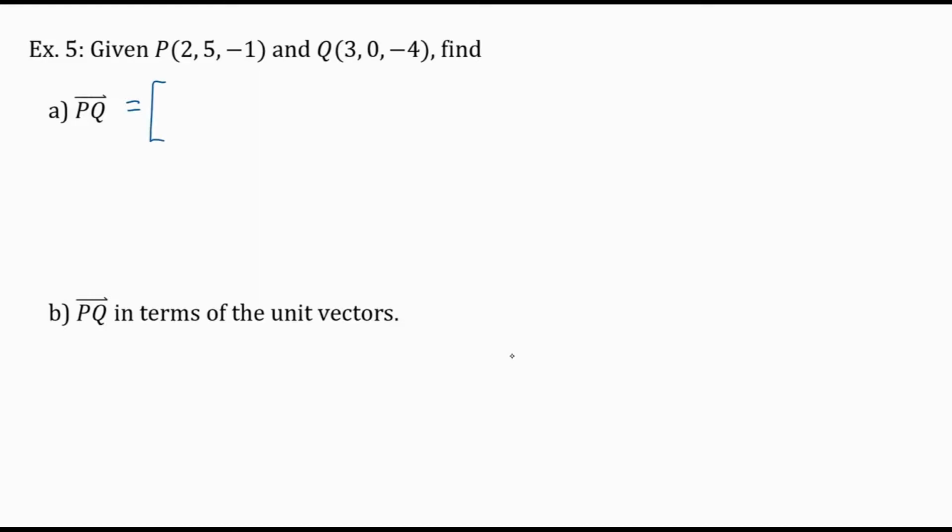So from P to Q, again, I'm subtracting backwards. So it's 3 minus 2, 0 minus 5, and -4 minus -1, which is -4 plus 1, which is -3. So the vector is 1, -5, -3.